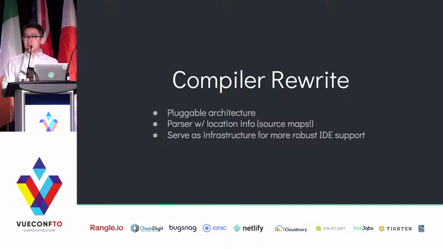So currently, ESLint plugin Vue and Vetur all kind of implement their own parsers. Prettier uses its custom Vue parser. And we want to unify all of these, and we want the new parser to be able to serve as the common infrastructure so we don't have all this duplicated effort in the community.